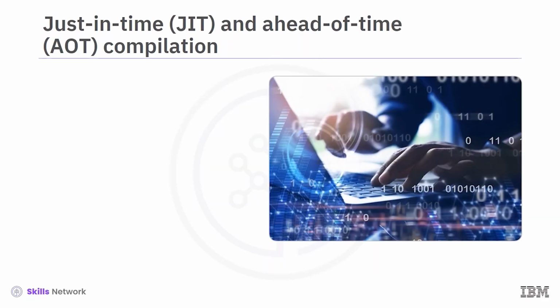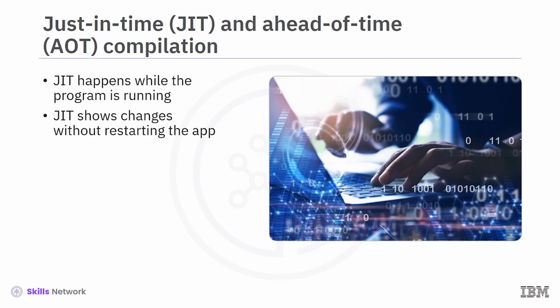Dart uses two ways to turn your code into something the computer can understand: just-in-time, or JIT compilation, and ahead-of-time, or AOT compilation. JIT happens when the program is running. It translates the Dart code into machine code, which is the code the computer understands, right before it needs to run it. JIT is great for development because you can see your changes instantly without restarting the app. This process is called hot reload. AOT happens before running the program.